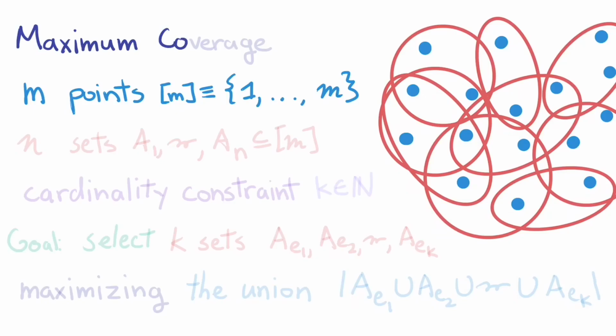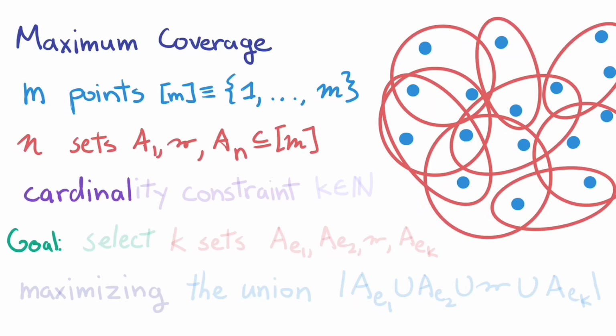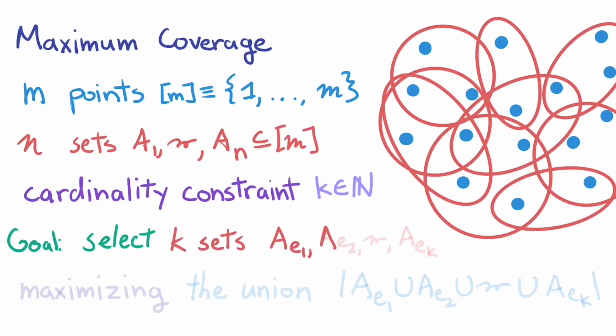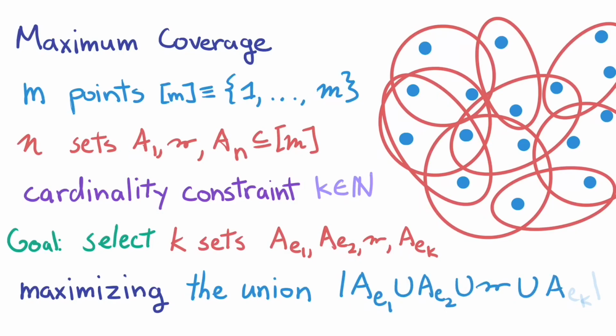Maximum coverage is a fundamental problem in combinatorial optimization. The setting is familiar. We have m points, here labeled 1 through m, and n sets over these points. Additionally, we have an integer cardinality constraint, k. The goal is to select k sets a_1, a_2, and so forth up to a_k, maximizing the total number of points covered, that is, maximizing the size of the union of these sets.